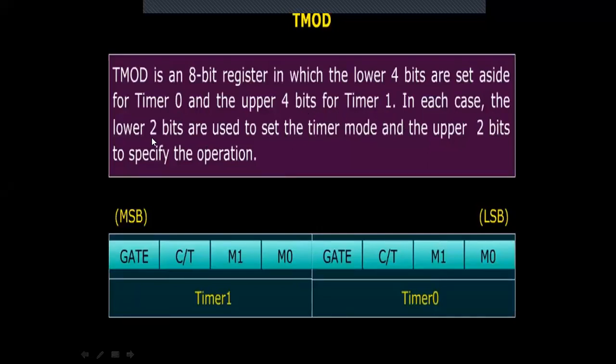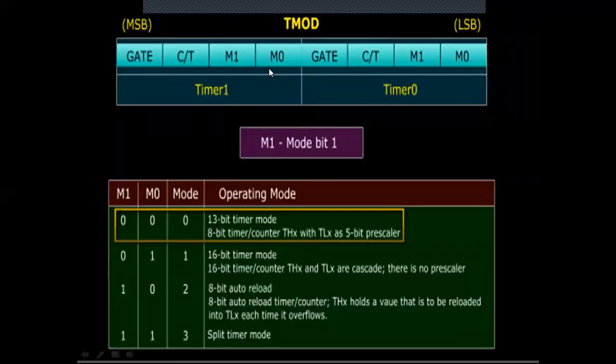In each case, the lower 2 bits are used to set the timer mode and the upper 2 bits are used to specify the operation. So here the lower 2 bits are M0 and M1. Here also M0 and M1. These 2 bits are used for setting the timer mode, whereas these 2 bits are used for a different purpose. Let us see. So first let us see about M0 and M1. We can have these 4 pairs of values for M0 and M1.